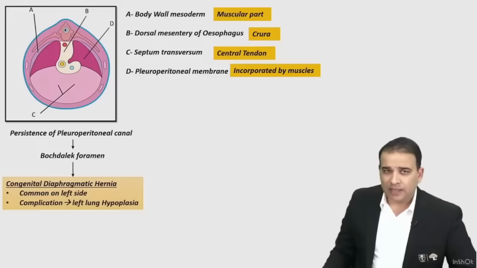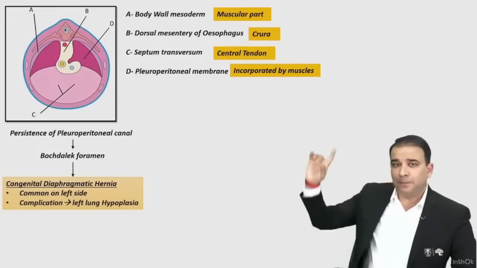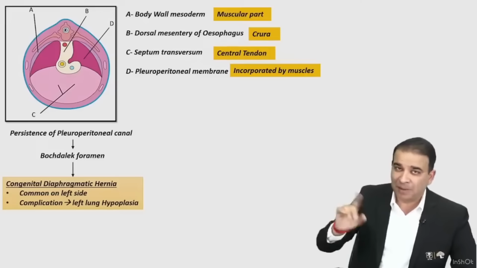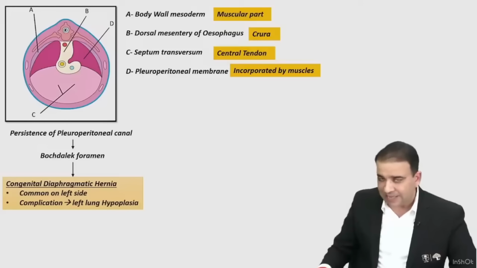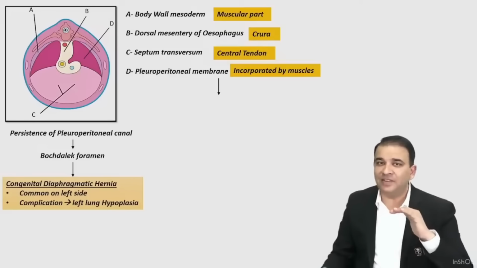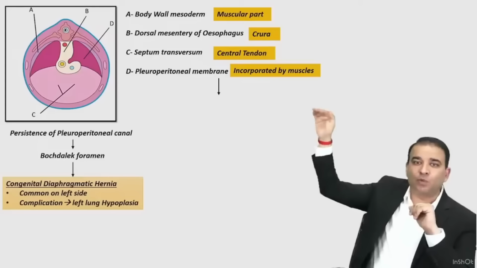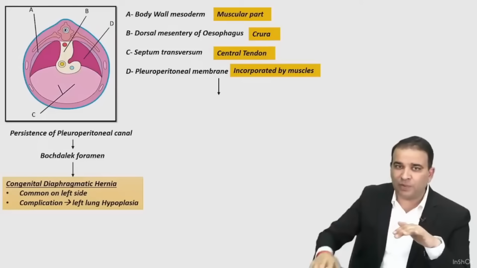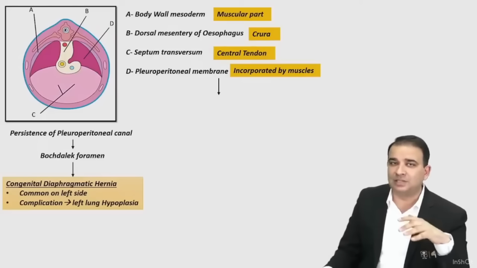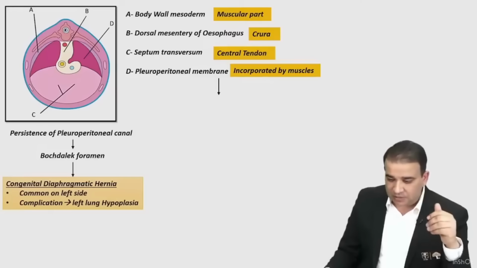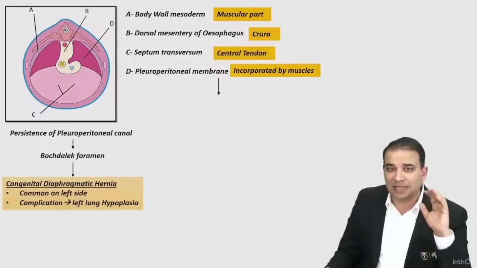Then we have another condition, where the pleuroperitoneal membrane is formed, but that membrane is not invaded by the muscle. We said muscles will incorporate inside. If this pleuroperitoneal membrane is not incorporated by the muscle, or is not converted into muscle here, then what will happen?